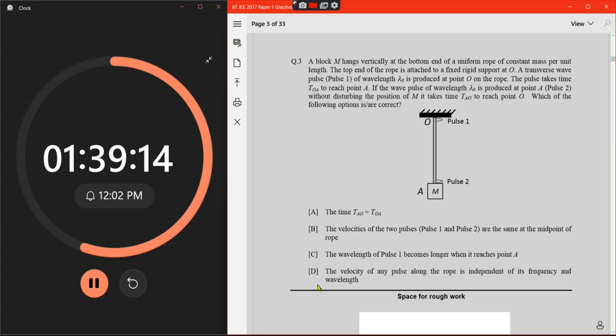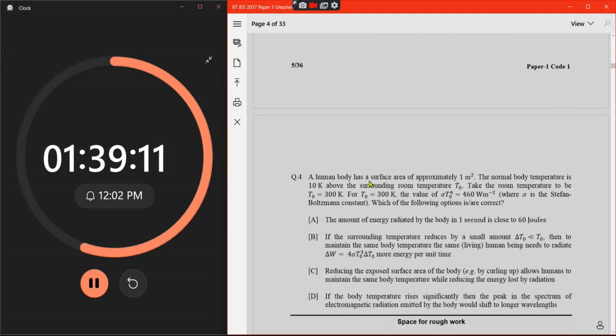Next question, fourth. Human body surface area is approximately this. Okay, surface area is just 1. Normal temperature is 10 Kelvin above the surrounding temperature. Take the room temperature to be T naught equal to 300 Kelvin. Okay, room temperature is 300. The value of sigma T power 4, sigma is the same as possible. The following is correct. Okay, so that much we are absorbing. Fine. Amount of energy radiated by the body in 1 second is close to 60 joules.